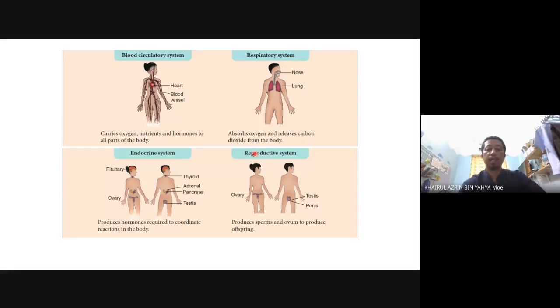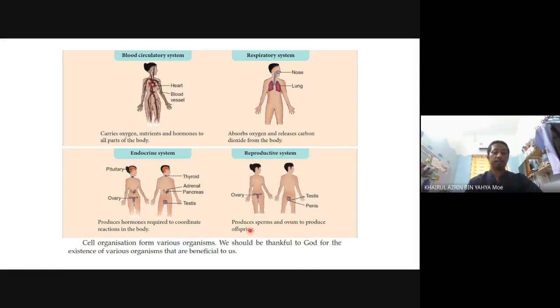Okay. And then here reproductive system, sistem reproductive. Okay. So in woman we have ovary, in man or boy we have testis and or penis. Testis and penis. Okay. So this reproductive system to produce sperms in man, and ovum in woman to produce offspring.